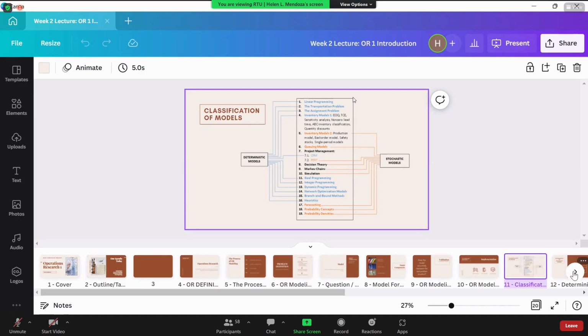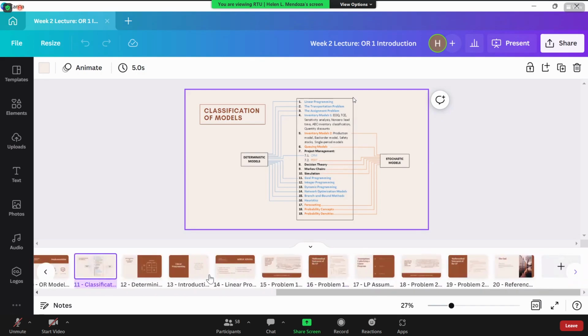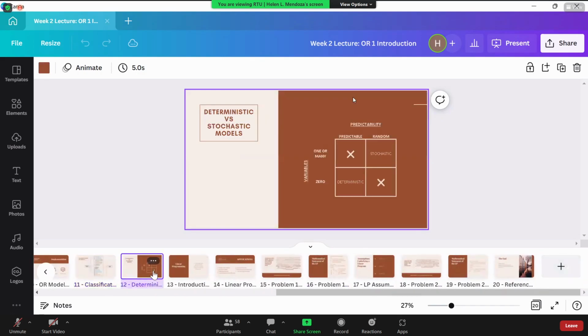So, meron tayong probabilistic, meron tayong deterministic. Pag meron isa, maraming random variables, stochastic siya. Pag zero variable, deterministic siya. Pag deterministic siya, predictable siya. Pag stochastic siya, ang pwede mo lamang sagutin ay probability na mag-occur siya o chance of an event occurring, kaya random.